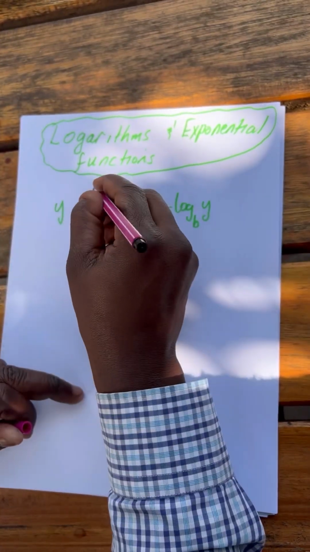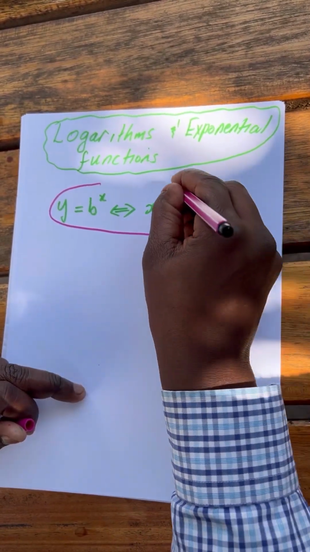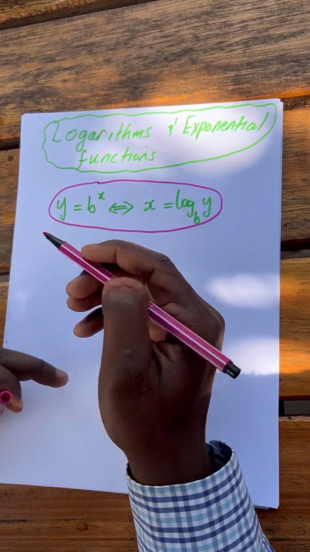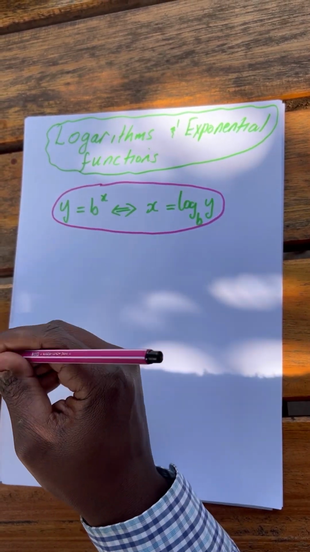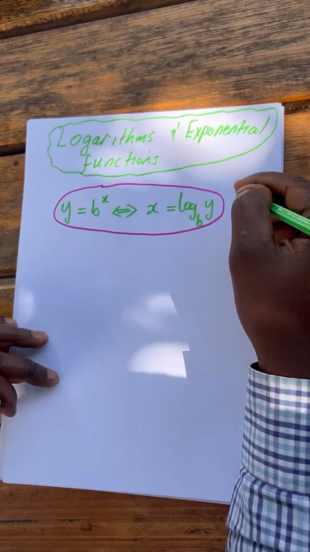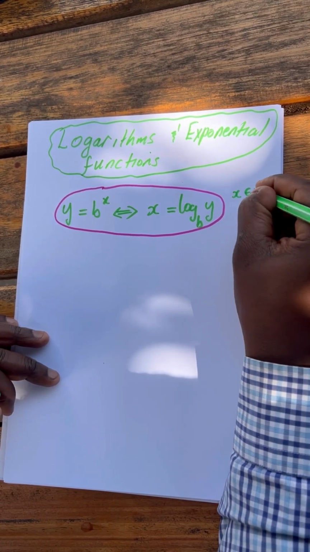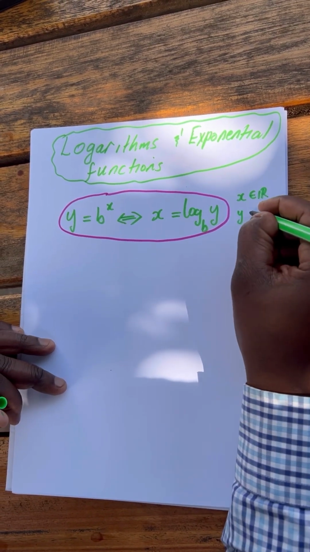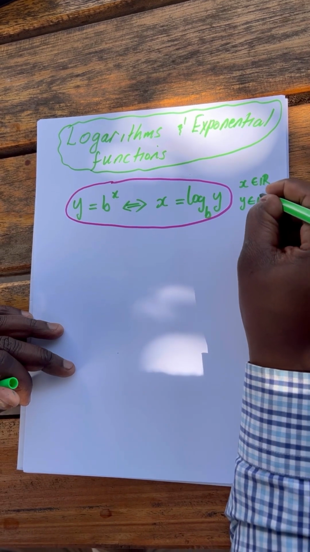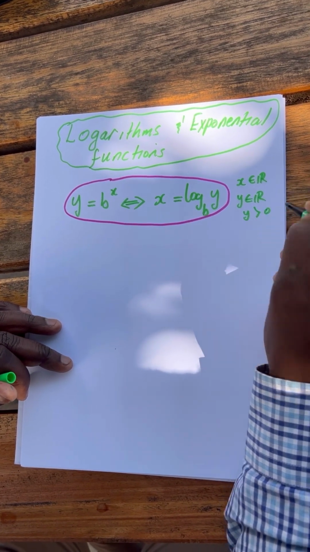We're going to use this in cases where we want to change a statement which has log to a statement which has indices only, with no log. Here, of course, x will be an element of the real numbers, and y is an element of the real numbers, and it's also positive.